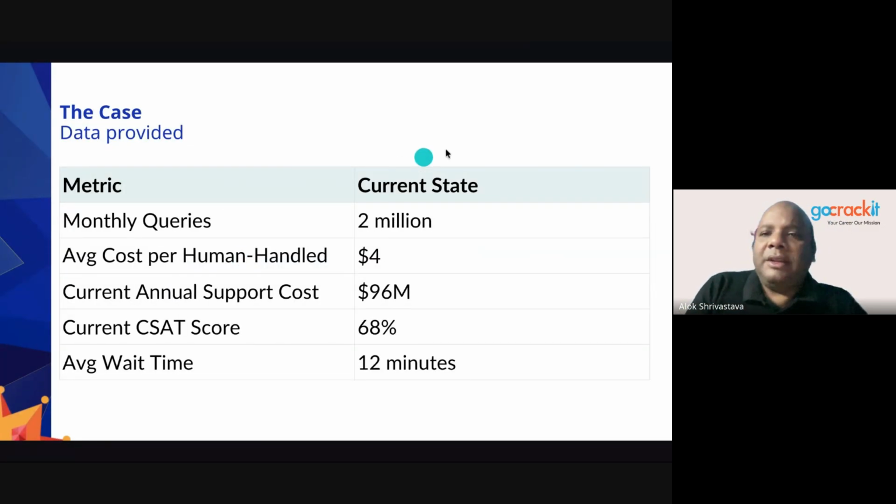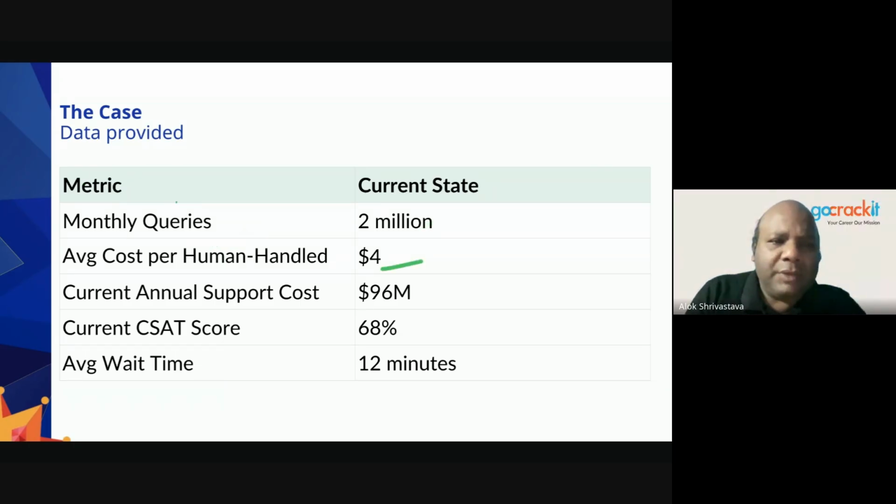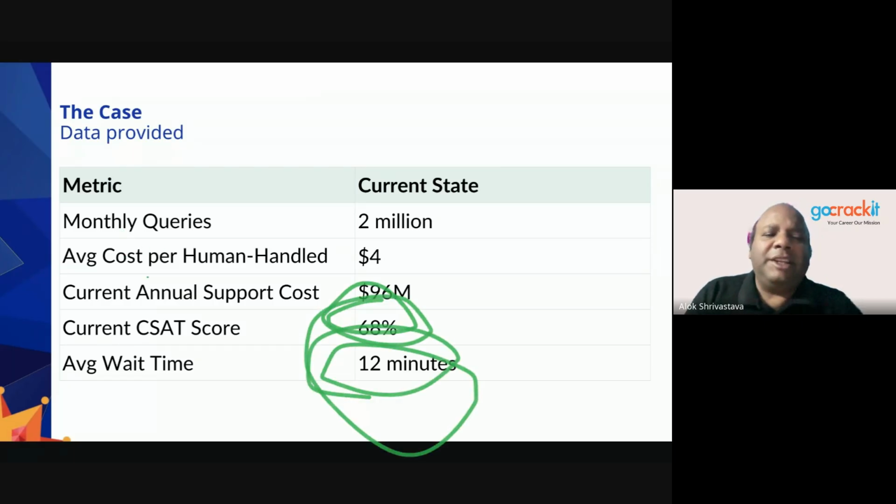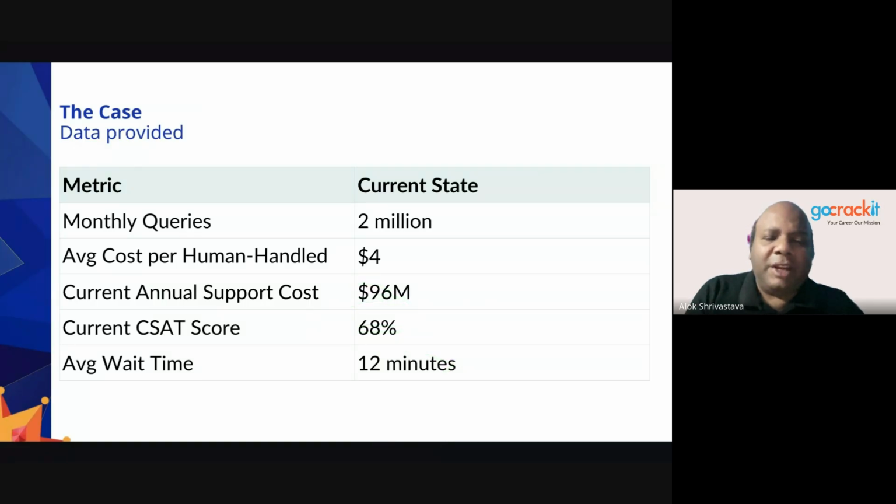So let's say this is the first slide where they have given the data. Monthly queries are 2 million. Average cost of query resolution per human handled is $4. Current annual support cost, hence, is 96 million, right? 2 into 4 into 12, which is 96 million. But see, this is the problem. Your current CSAT score is 68% and your average wait time is 12 minutes. So this is what is causing a lot of problems.